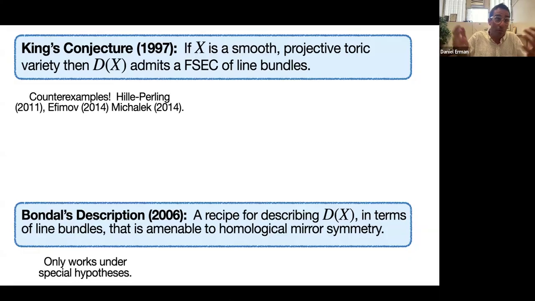But there's some bad news, which is that they don't work in general. So King's conjecture, there were counterexamples eventually, and they're really fatal counterexamples. You can't alter the hypotheses and make it true in a simple way. So similarly, and this was known to Bondal, the description only is a perfect description if you have special hypotheses on the toric variety.